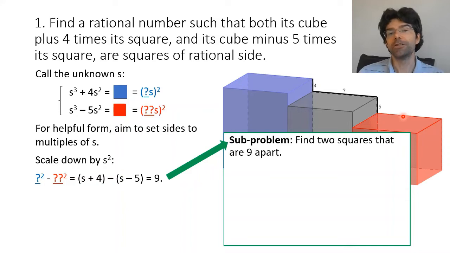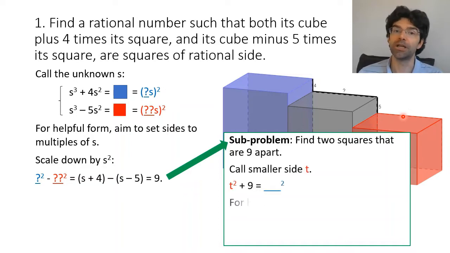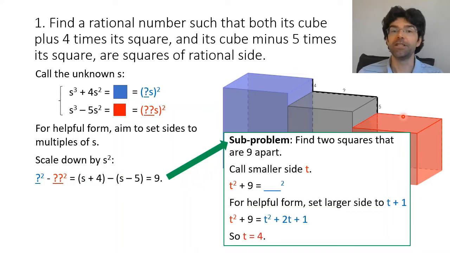Now, Diophantus would give his symbol s a new meaning just for the duration of the subproblem, but to avoid confusion I'm going to use a different symbol, t. We can achieve helpful form here simply by setting the smaller unknown to t and the larger one to t plus 1. We then have t squared plus 9 is the same as t squared plus 2t plus 1. The t squared terms cancel and we get t equals 4, and maybe you could just spot immediately that 16 and 25 are a solution to this little subproblem.